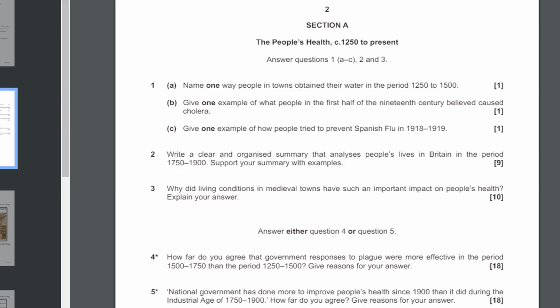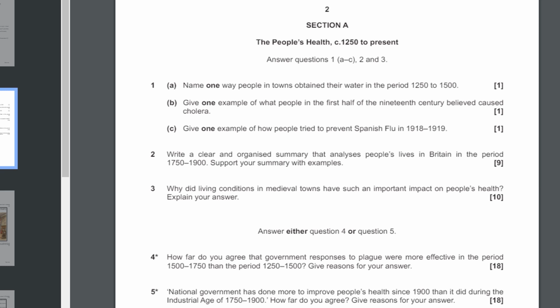So here's an exemplar paper, the 2019 People's Health paper, and I'm going to use this as an example of how to answer questions. There will be some content covered in this session, but it's mainly about how to answer the questions, so you use that knowledge when looking at the Making of America and the rest of People's Health, how to answer questions in both of those units.